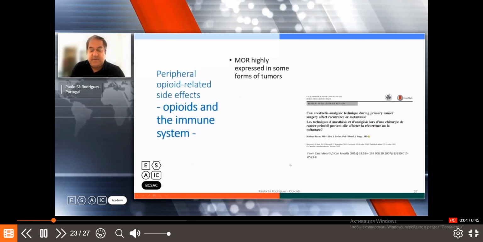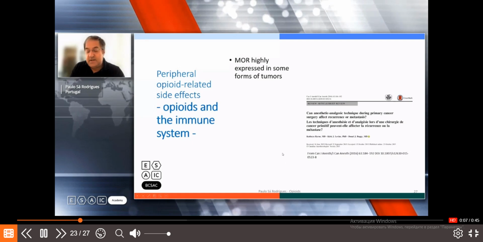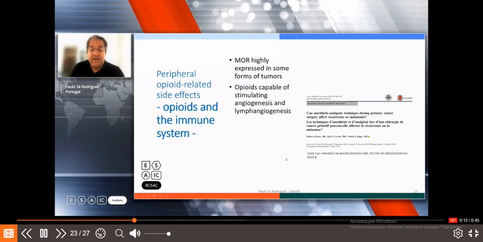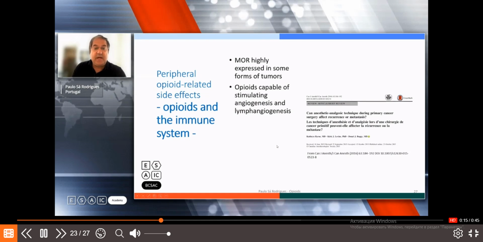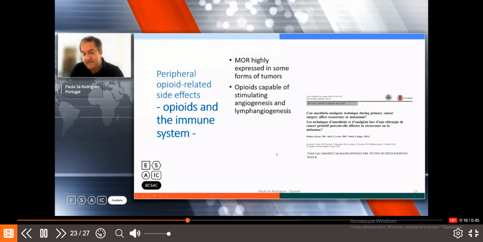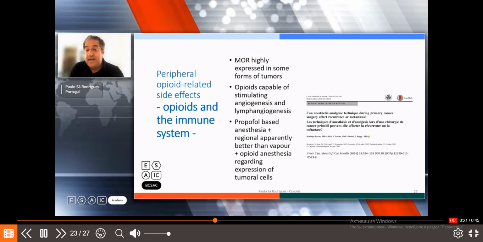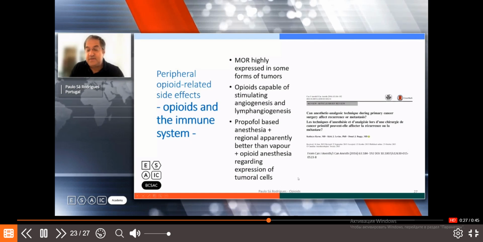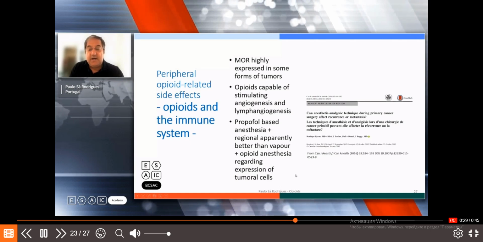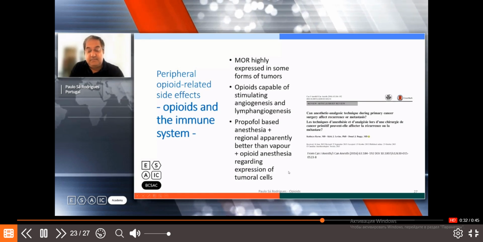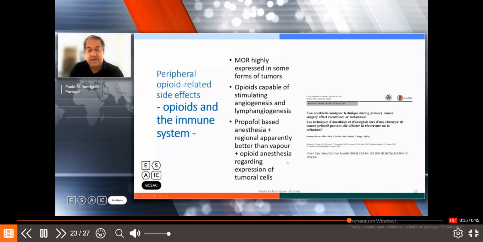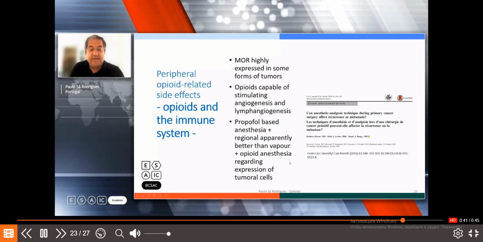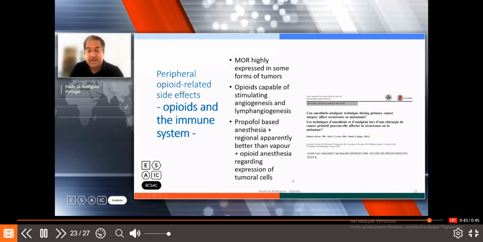Opioids and the immune system. So the mu opioid receptor, as you know, is highly expressed in some forms of tumors. And it's been proposed that opioids may be capable of stimulating angiogenesis and lymphangiogenesis. And so it's been suggested that propofol-based anesthesia plus regional anesthesia may eventually have better results, as opposed to vapor and opioid anesthesia, regarding the expression of tumoral cells.